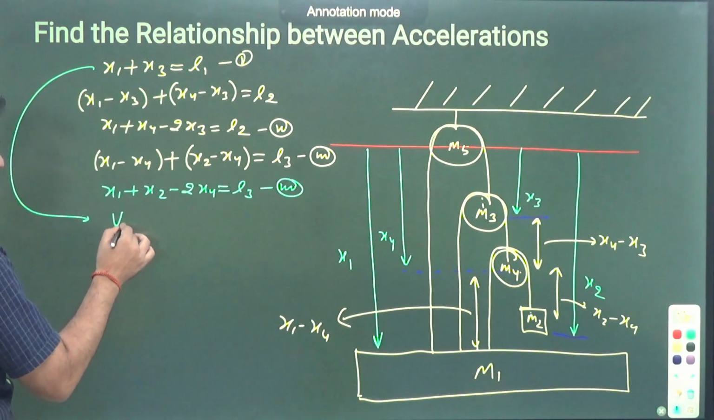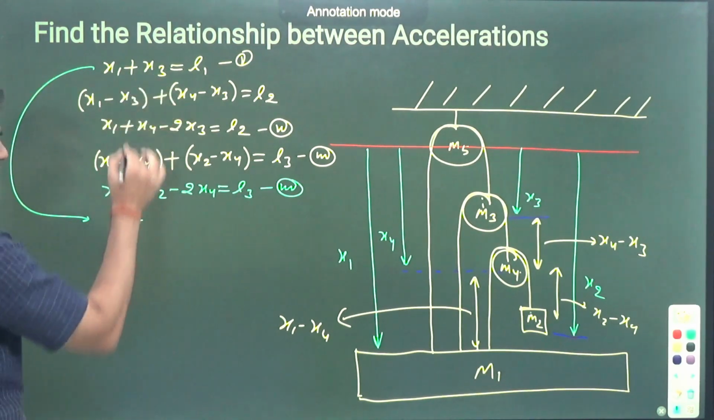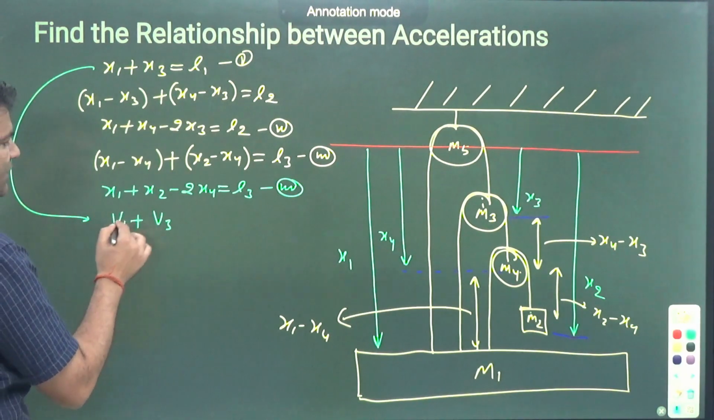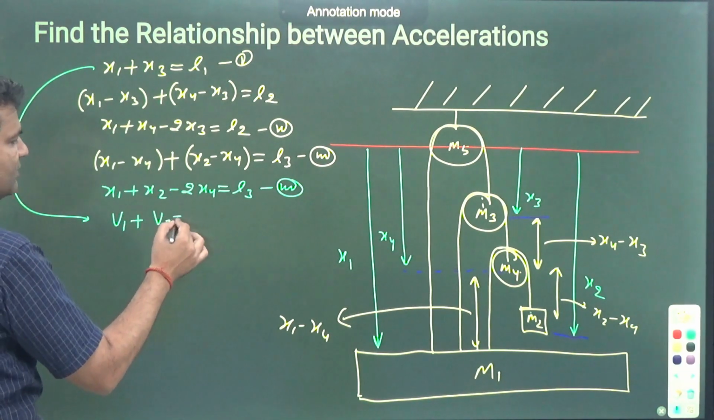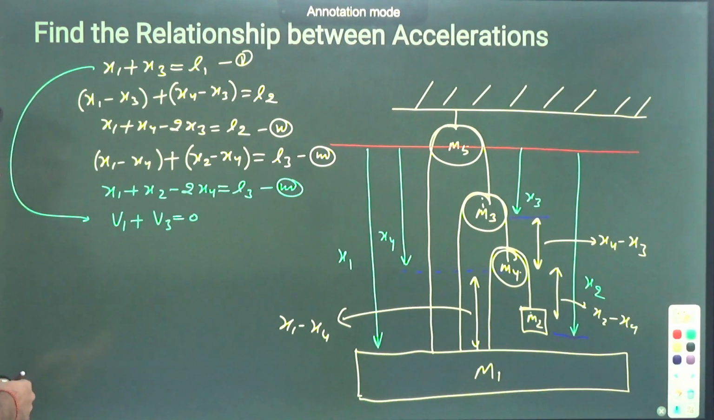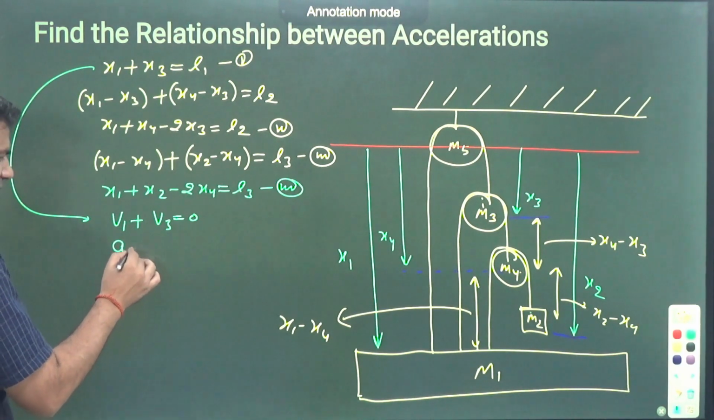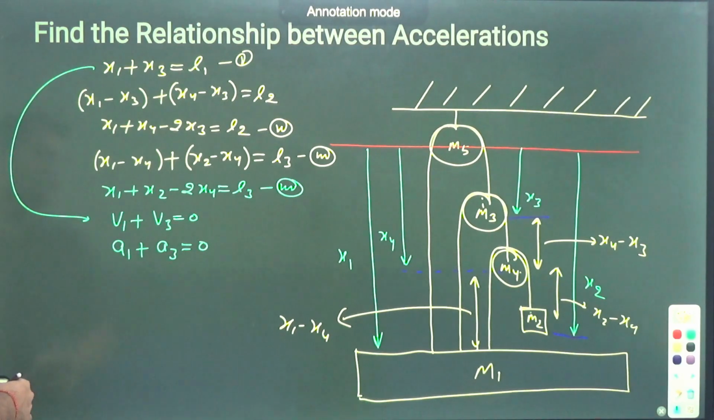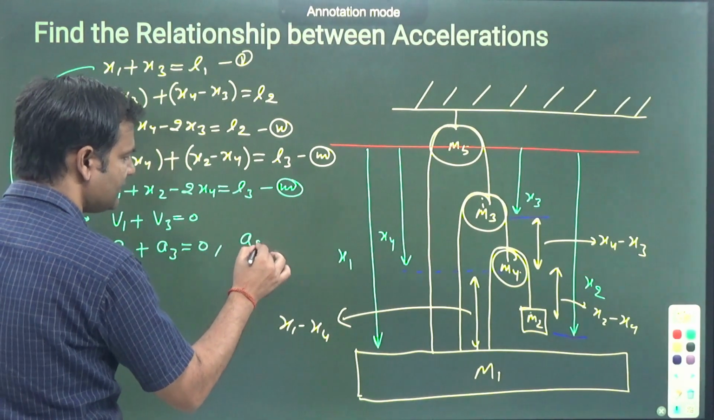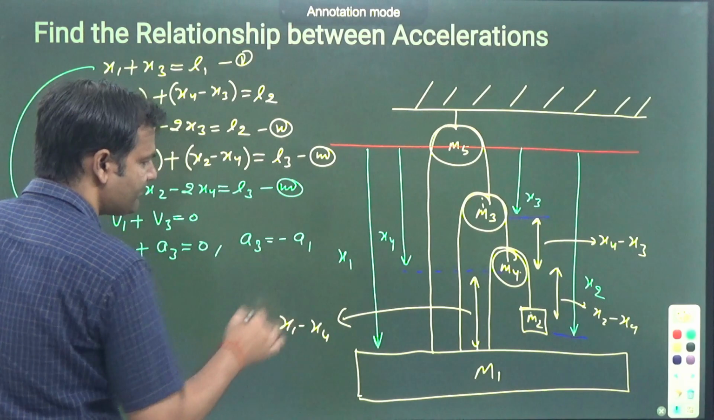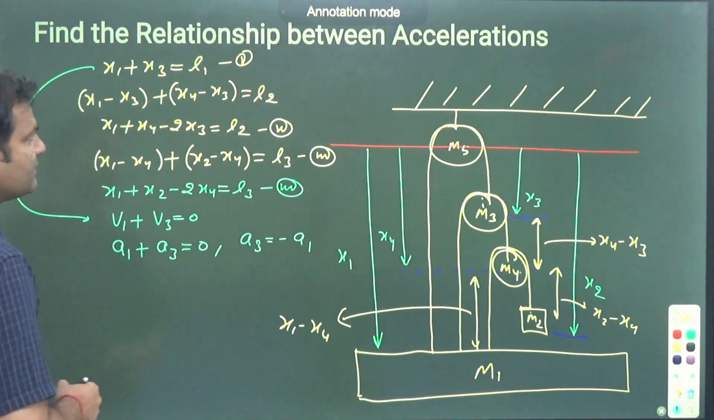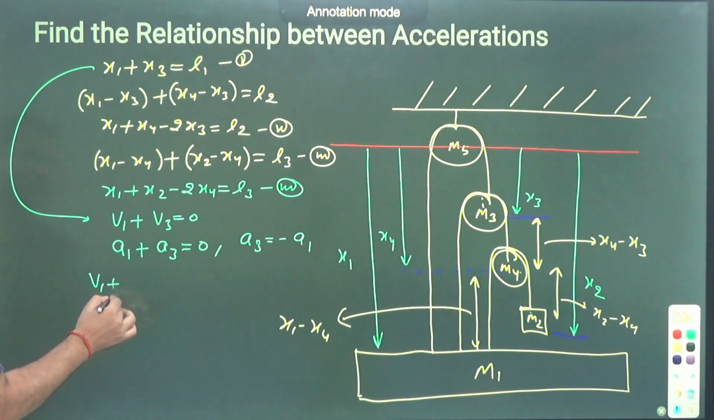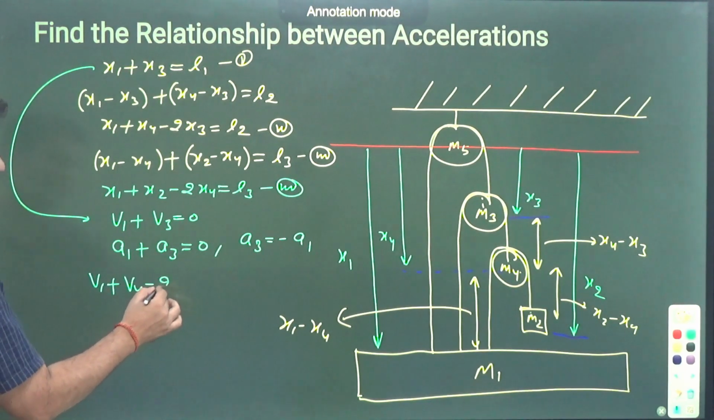In velocity, v1 plus v3, differentiate with respect to time. We get v1 plus v3 is equal to 0. And what about acceleration? That is a1 plus a3 is equal to 0. So you can say that a3 is minus a1.